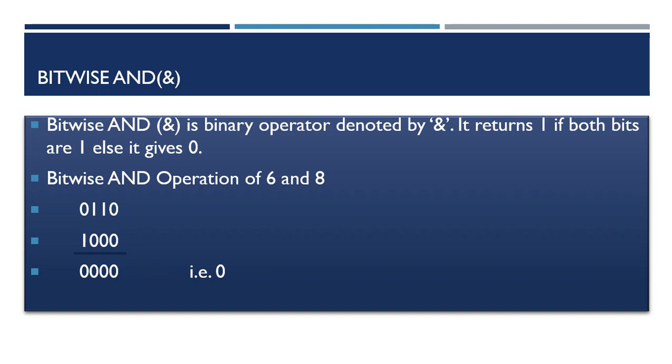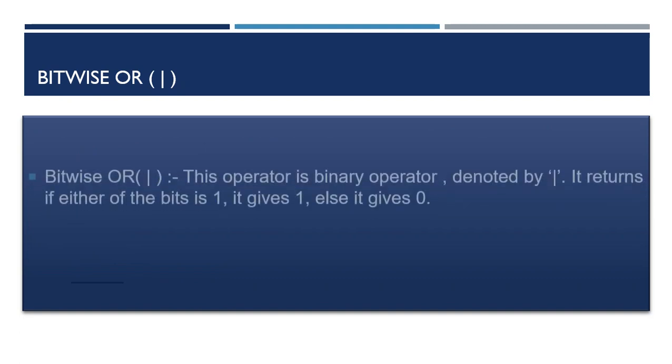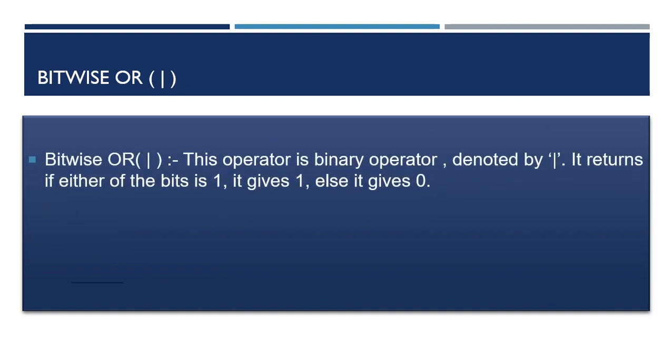The other operator we have is bitwise OR. Bitwise OR is again a binary operator. It is denoted by a single pipe symbol. It returns 1 if either of the bits is 1, else it gives 0.